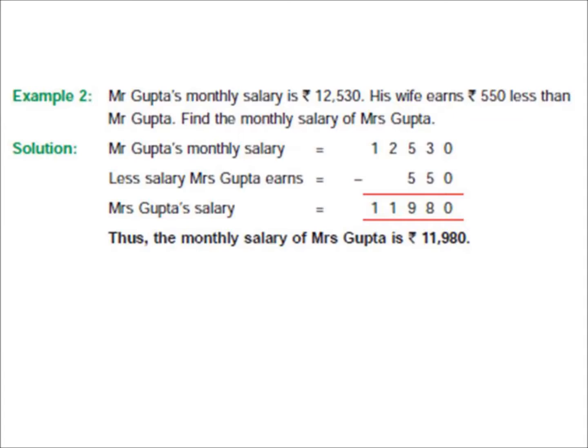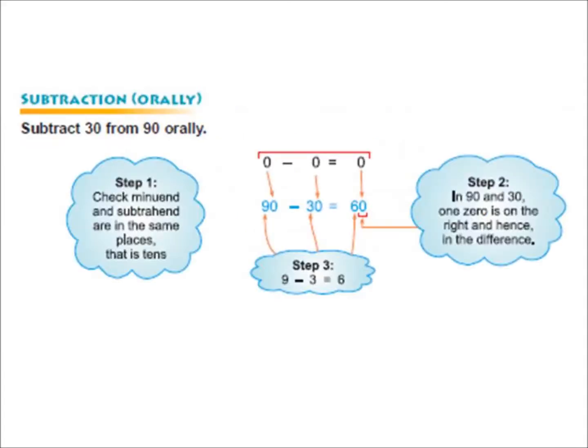Next one is subtraction orally. You have to subtract 30 from 90 orally. So steps are given here. You have to follow these steps. Check the minuend and subtrahend are in the same places, that is tens. Next, second step, in 90 and 30, 0 is on the right and hence in the difference. So step 3, you put 0 and again you subtract 3 from 9, that is 6. In this way you can subtract orally.